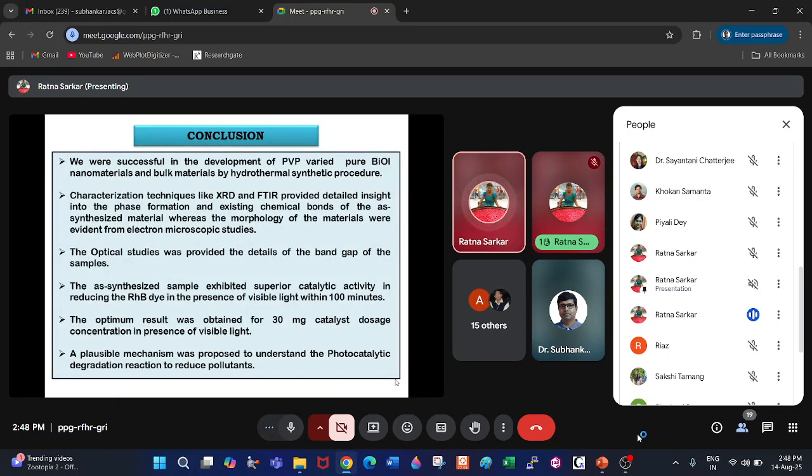Now finally, come to the conclusion. We were successful in the development of PVP varied pure bismuth oxyiodide nanomaterials and bulk material by a hydrothermal synthesis process. For characterizing techniques we use XRD, FTIR, UV-vis DRS, PL, and for morphological analysis we use FESEM. For the as-synthesized material, we see the catalytic property within 100 minutes, and then optimize the sample at 30 mg, and finally we propose a possible mechanism for the degradation process.